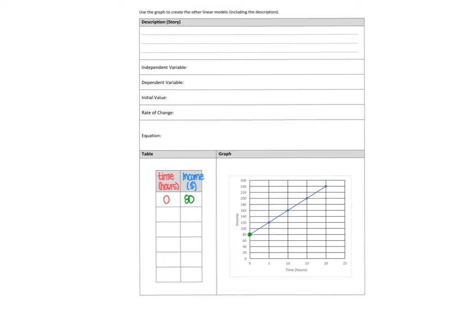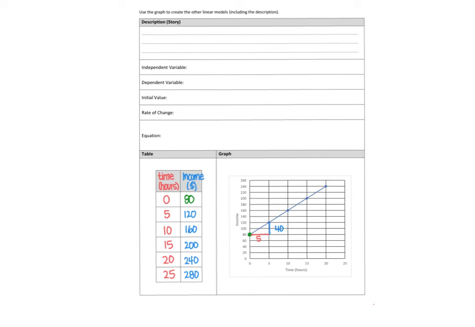From there, we can see that every 5 hours, the graph is increasing by $40. So we can use this information to fill in our table. Now we can use our table to find the rest of the information that we need.